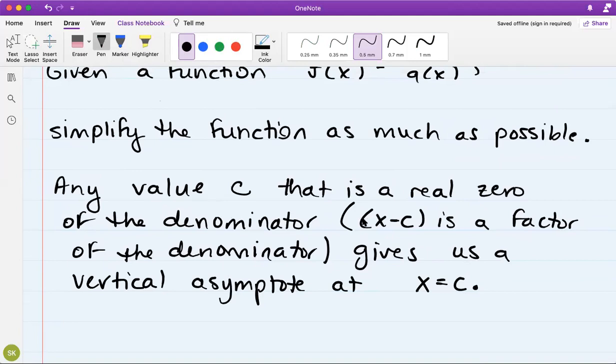Just know that when we take a rational function and we want to find the vertical asymptotes, we factor, we get rid of common factors if there are any, and then what we have left over, we look at the bottom, and if we have numbers that when we plug them into the bottom, we get 0 in the bottom, then those will correspond to vertical asymptotes.